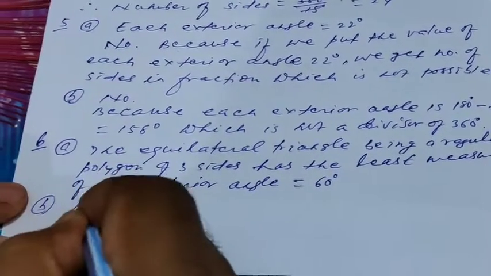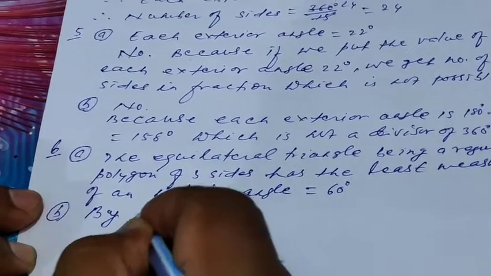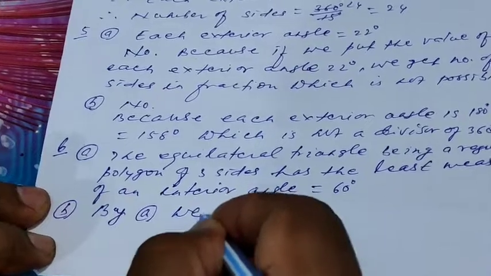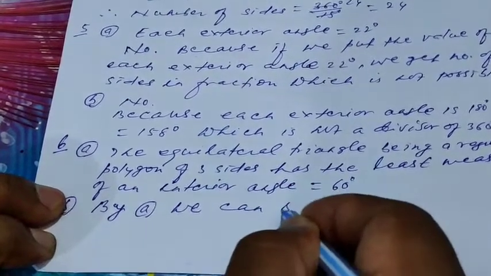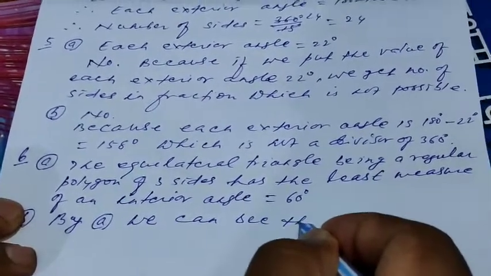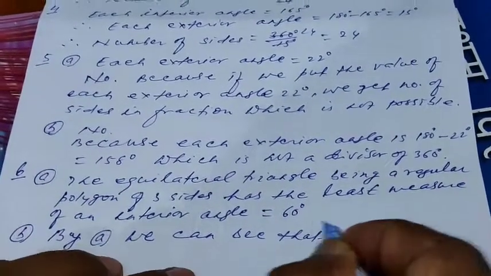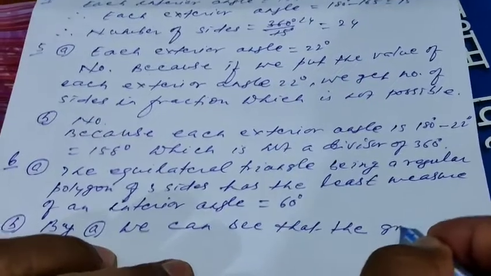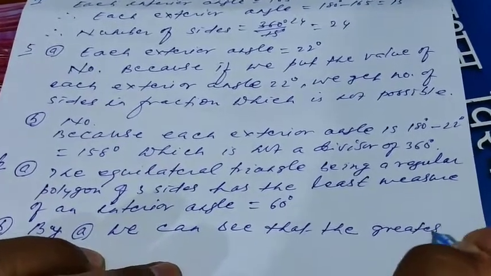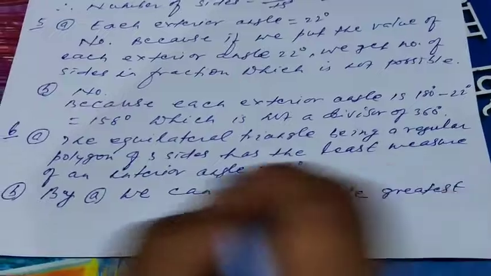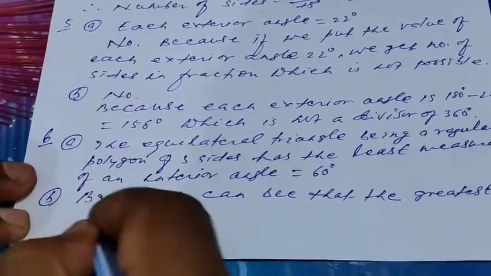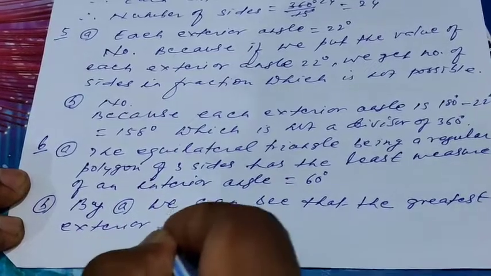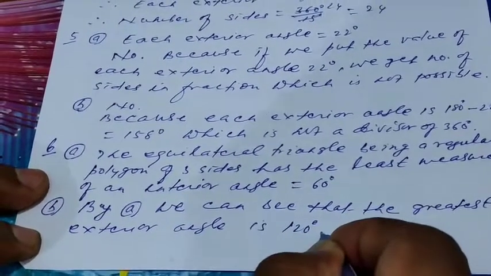And the answer of B is by A. We get by A, we can see that the greatest exterior angle is 120 degrees.